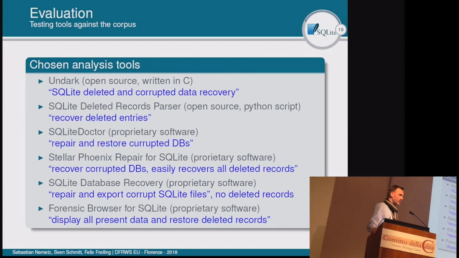And let's have a look at how these tools are promoted. Then you find phrases like SQLite deleted and corrupted data recovery, recover deleted entries, repair and restore corrupted databases, recover corrupted databases, easily recovers all deleted records, which is a strong argument, I think. Repair and export corrupt SQLite files. This is not doing deleted records, by the way. And display all present data and restore deleted records. So these are strong phrases, and we were keen to see how these tools behave with our corpus.